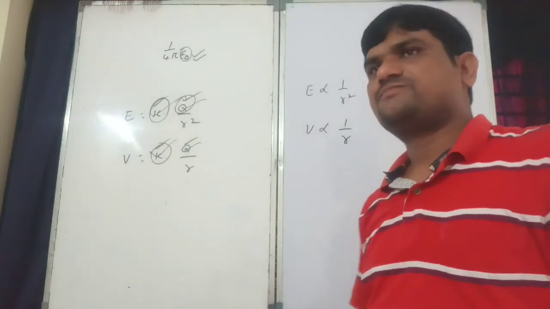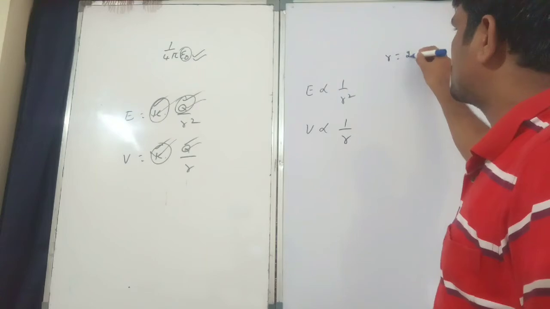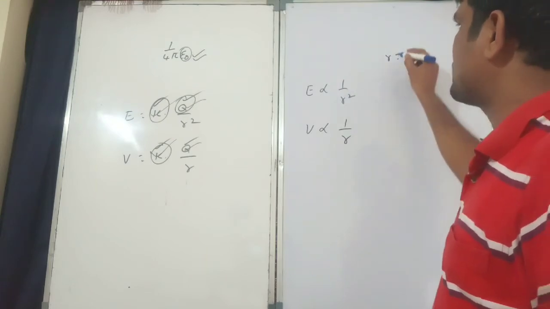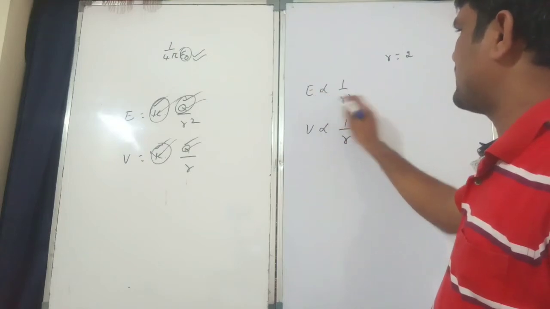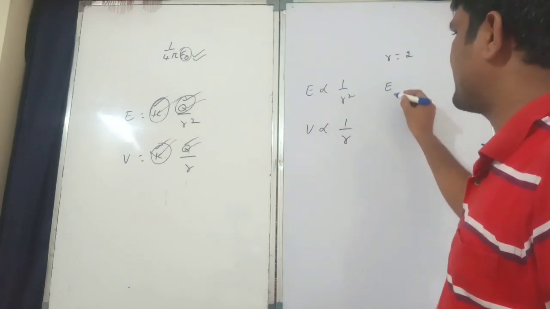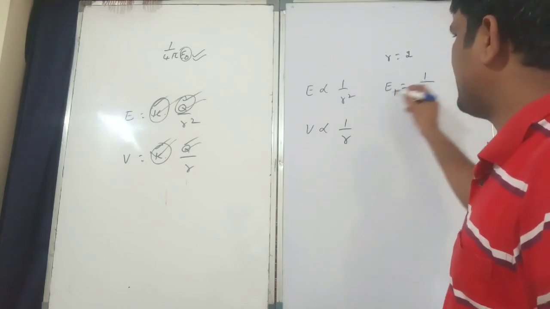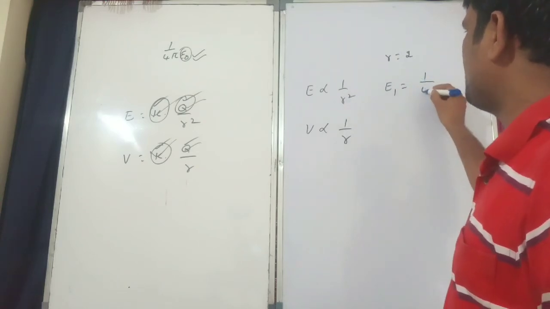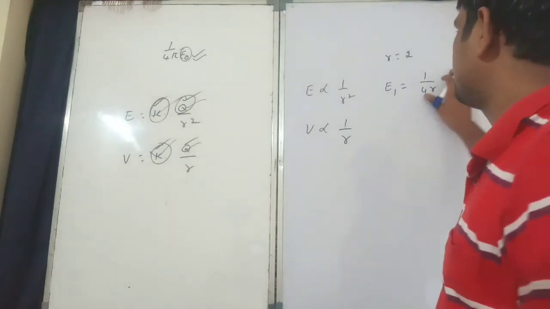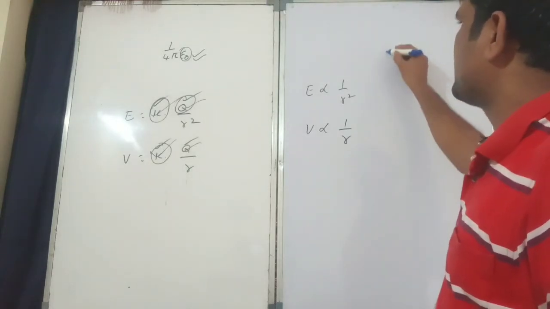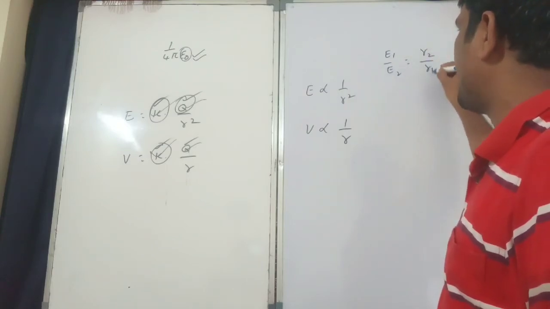If I take R is equal to 2, okay, so what will come here? E1 is equal to how much? E1 is equal to 1 by 4R will come. 1 by 4R. Correct? So E1 by E2 is equal to R2 by R1 whole square.